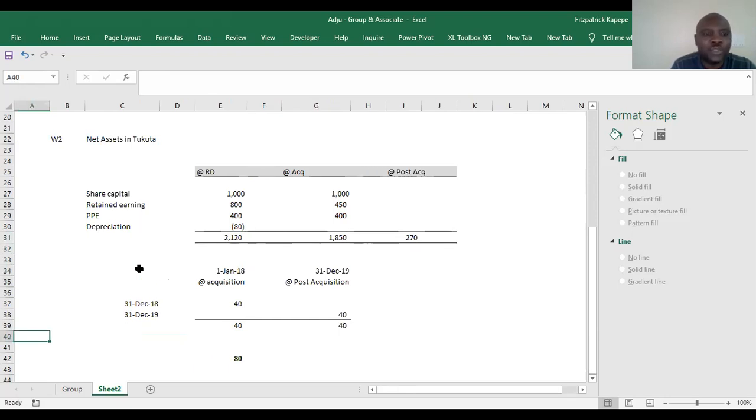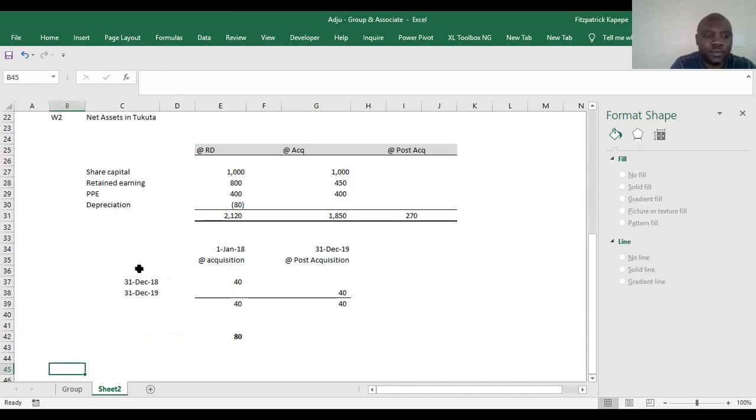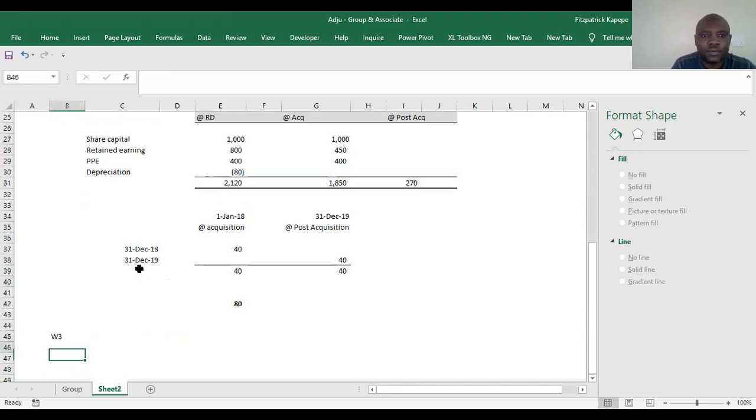So now we go to working 3. Under working 3, what is your area of interest? Goodwill. Basically, goodwill. Continue. No, it's okay. Yeah, because I was thinking depreciation will be working 3. No.